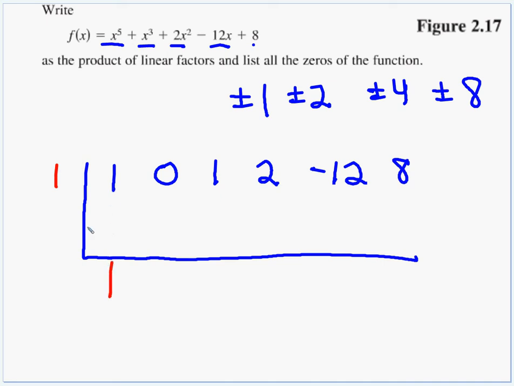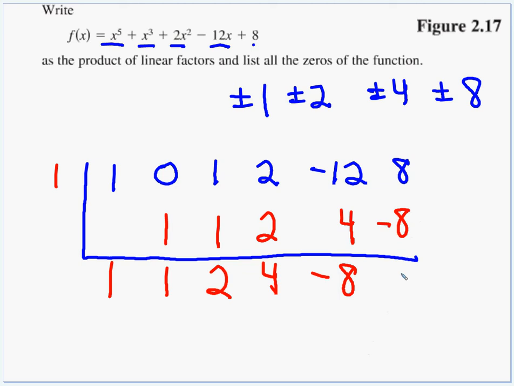If I bring down my first number 1, 1 times 1 is 1, and we add the column. 1 times 1 is 1, we add the column. 1 times 2 is 2, and that adds up to 4. 1 times 4 is 4, and negative 8, it looks like we got it. So 1 times the negative 8 is negative 8, and there's our 0 remainder. So we used 1 there, so one of our solutions is x equals 1. And if we turn that into a factor, it's going to be x minus 1 as a factor.